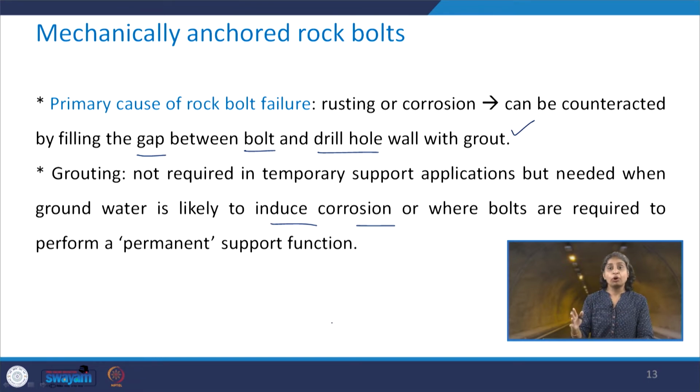Then the second point where grouting is needed is where the bolts are required to perform as a permanent support system. There grouting is a must, but even if it is a temporary support application, if groundwater is present, then also grouting is needed.